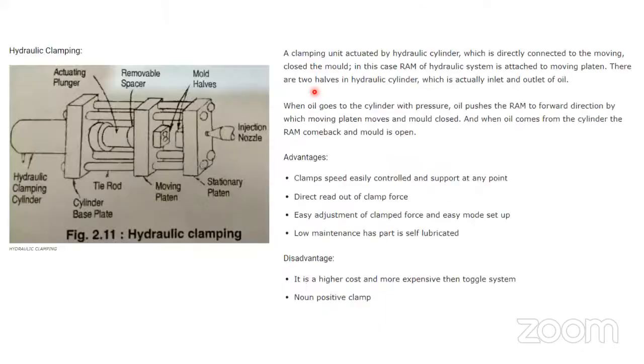If you see here, let me tell you in this case. Here non-positive clamp. What is non-positive clamp? Here you are supplying the oil, hydraulic oil. Here the cylinder is there, and the ram is there. This cylinder comes forward due to the oil going inside here. And now the oil pressure varies. It is not a constant pressure. 120, 117, 119, like that. It is not constant. Remember this thing.